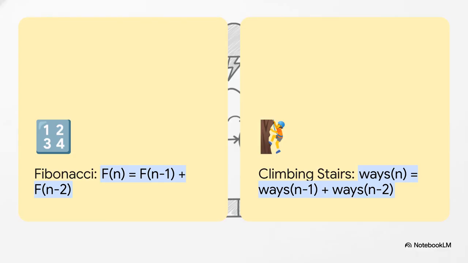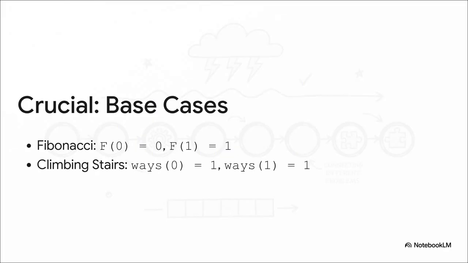And boom, there it is. That's the hidden connection. The total number of ways to get to step n is just the ways to get to n-1 plus the ways to get to n-2. Just look at that recurrence relation. It's identical to Fibonacci's. It's the exact same pattern, just wearing a different costume. But hold on, this part's super important. While the logic is the same, the starting points are different. For climbing stairs, we say ways of 0 is 1, because there's one way to be at the start, just by being there. This tiny difference in base cases is a classic interview pitfall, so you've got to pay close attention to those initial conditions.